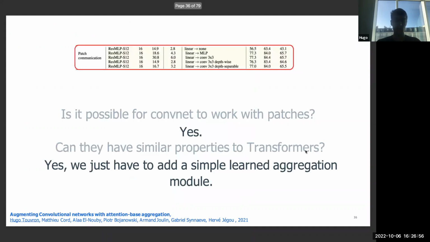So the question: is it possible for a convnet to work with patches? The answer is yes. Can they have similar properties to transformers? The answer is also yes. We just have to add a simple learned aggregation layer.